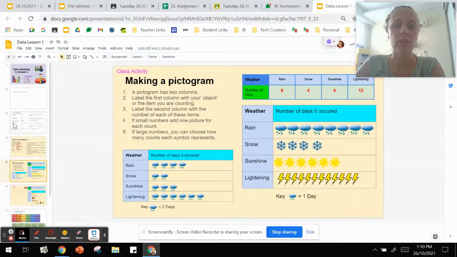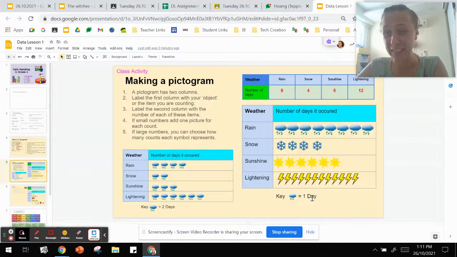There's also different ways that you can show pictograms. So this one shows that they're all different, right? So this one says rain, snow, sunshine, and lightning. And then this one has days it occurred. So even though they're the same symbol, they have different words right here. So either one is fine. The thing that you need to look at is the key. So this key says that each one of these little rain clouds equals 2 days. This one says 1 day.